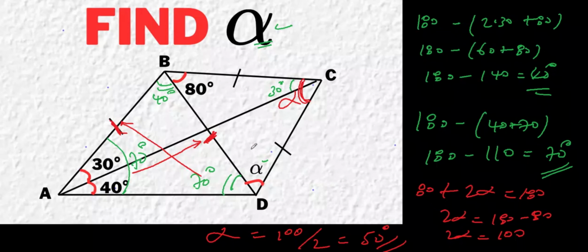So that means this one is 50 degrees. In total, this one is 50 degrees. 50 minus 30, this one will be 20 degrees. 30 plus 20, 50. So this one is 50. So the value of alpha is just 50 degrees.